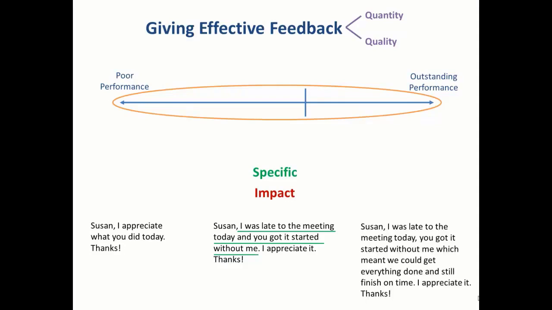In this third piece of feedback: "Susan, I was late to the meeting today. You got it started without me, which meant we could get everything done and still finish on time. I really appreciate it. Thanks." This is feedback, and it's feedback because Susan knows what she did: I was late and she got the meeting started without me. And she knows why it matters. And she knows that I know why it matters that she did that. It matters in this case because we could get everything done and still finish on time.